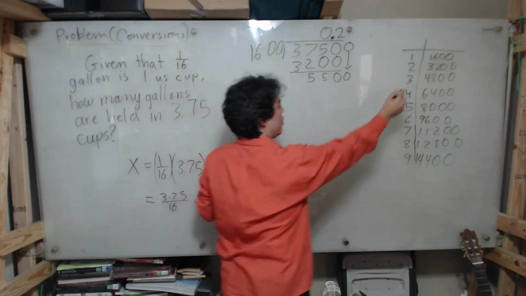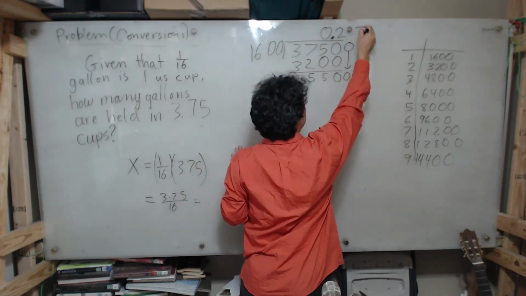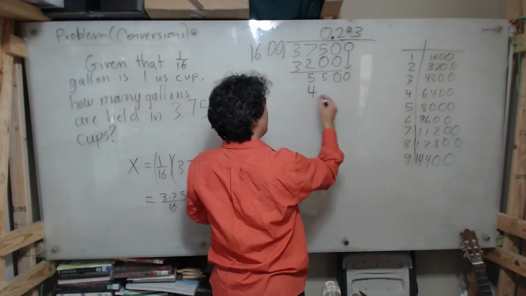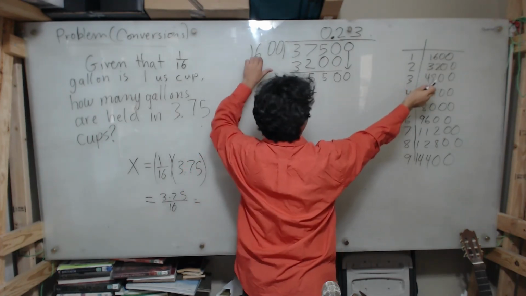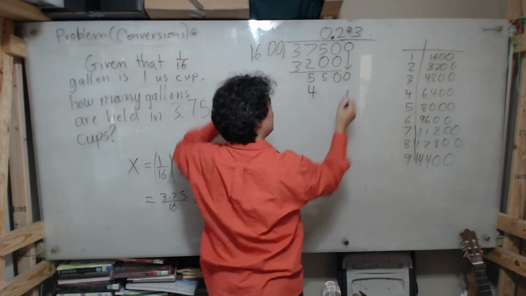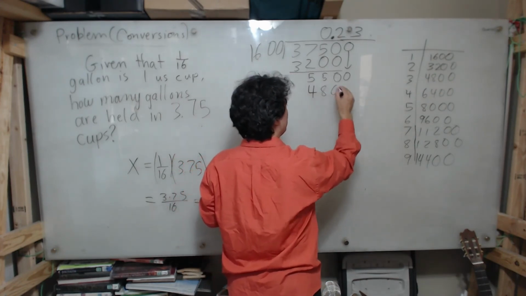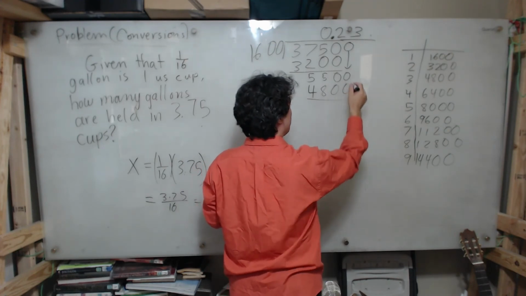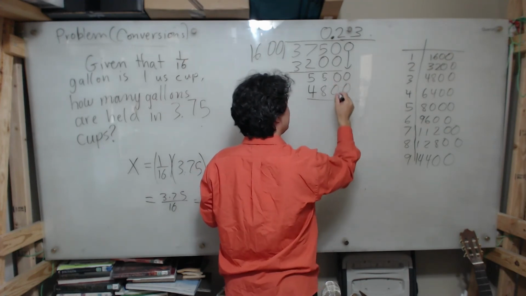So I subtract, and then I add a 0 and drop the 0. 5500. 3 times. I always look for the largest multiple of the 1600 that's less than the number. 4800. Now I'm just going to do a few decimal points. So 0 minus 0 is 0. 0 minus 0 is 0.